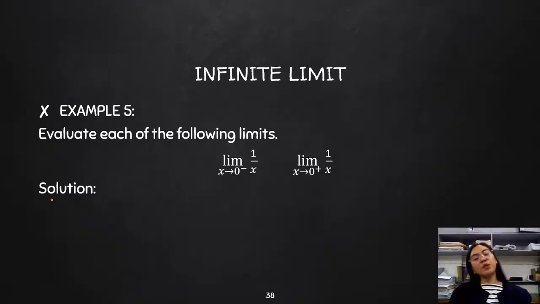So, mas ma-appreciate natin siya with an example, but let's try then to take a look at this. We are to evaluate each of the following limits. You have the limit of 1 over x as x approaches 0 from the negative side, and the limit of 1 over x as x approaches 0 from the positive side.